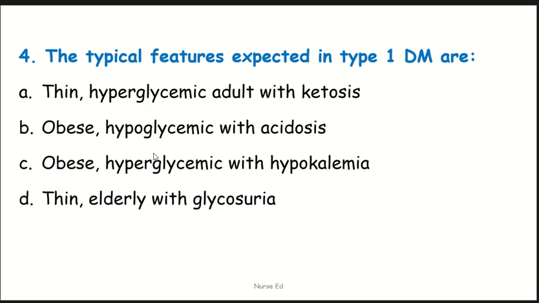Question number 4. The typical features expected in type 1 DM are option A, thin hyperglycemic adult with ketosis. Option B, obese hypoglycemic with acidosis. Option C, obese hyperglycemic with hypokalemia. And D, thin elderly with glycosuria. The correct answer is option A, thin hyperglycemic adult with ketosis.